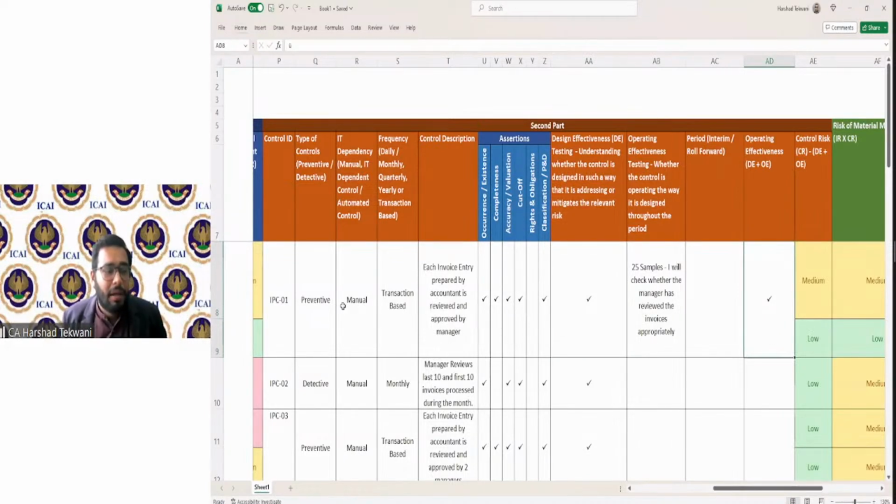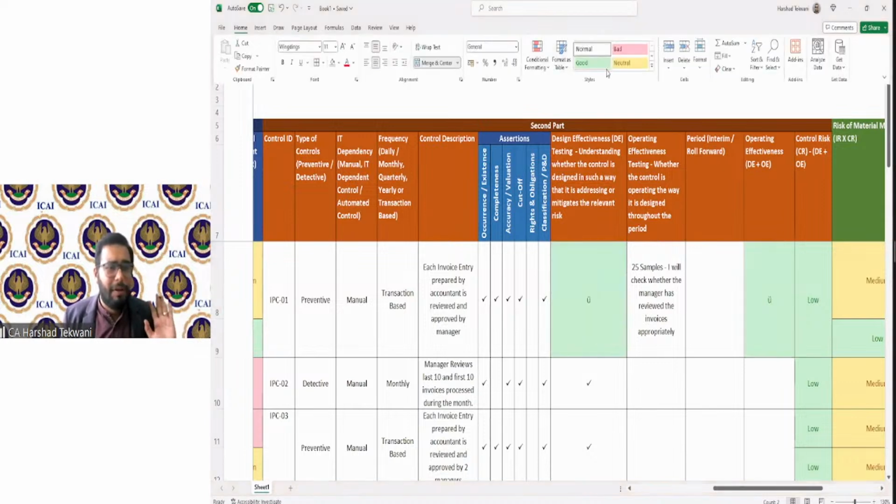Then, on the basis of that, I will provide a control risk. That control is operating effectively, the control is designed effectively, means the control risk is low. In that case, I will say the control risk will become low, because the control is operating effectively and the control is designed effectively. If both are good, I am good. My risk will be low.